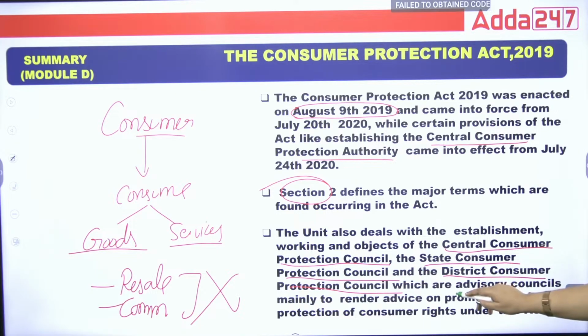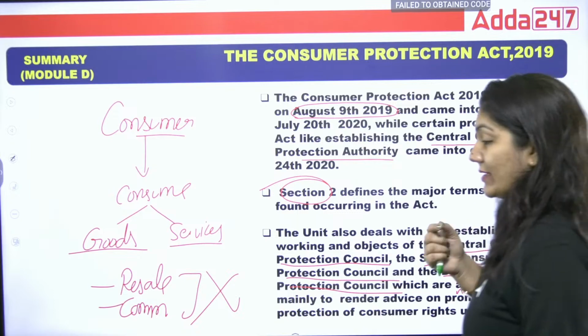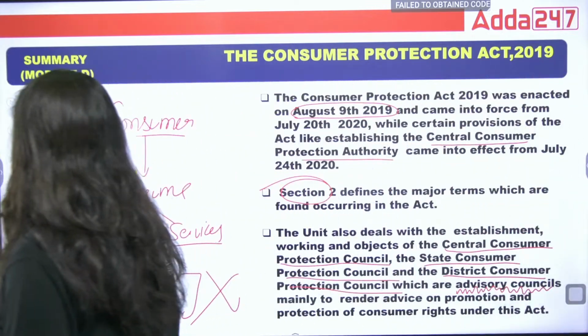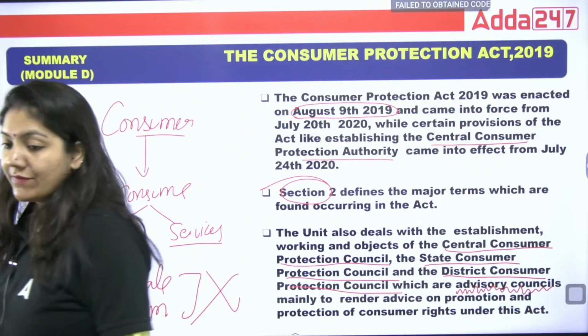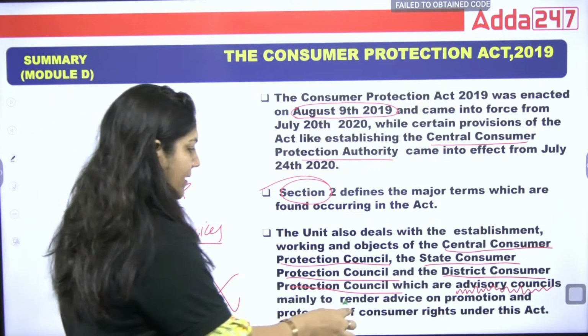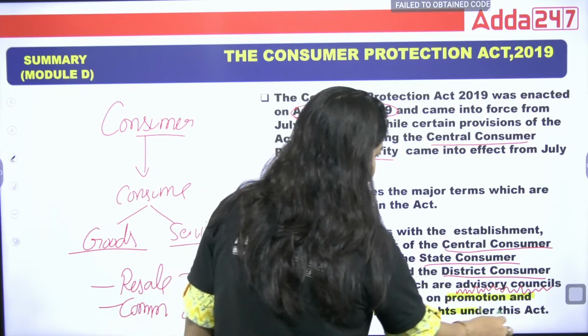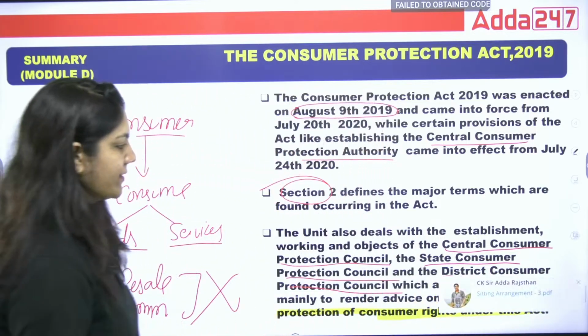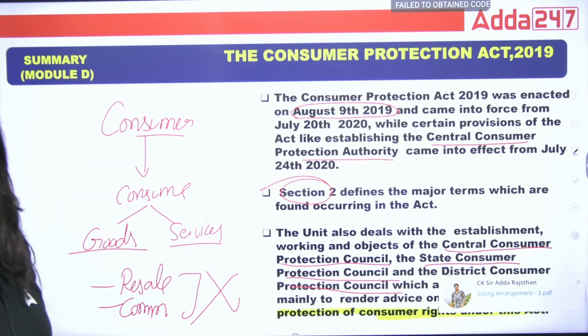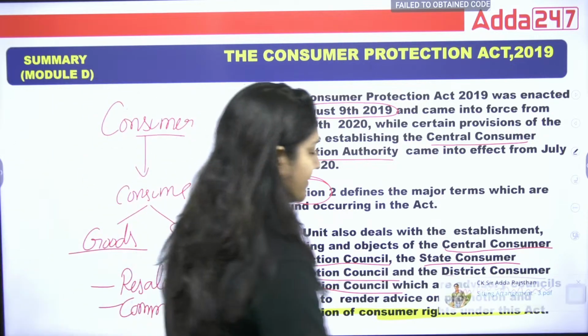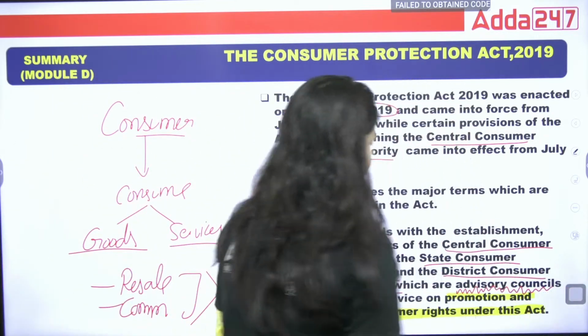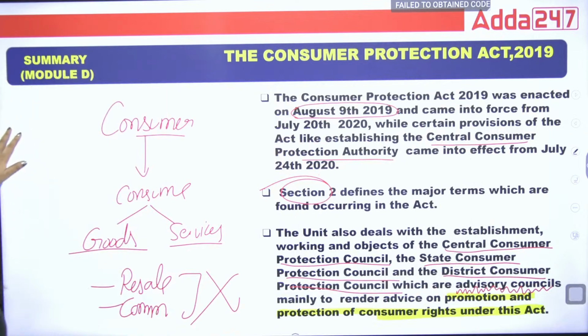What are they? They are advisory councils, mainly to render advice on the promotion and protection of consumer rights under this act. It means what are the rights of these councils? The answer is very simple: promotion and protection of consumer rights under this act. This is the right answer. Done, class?